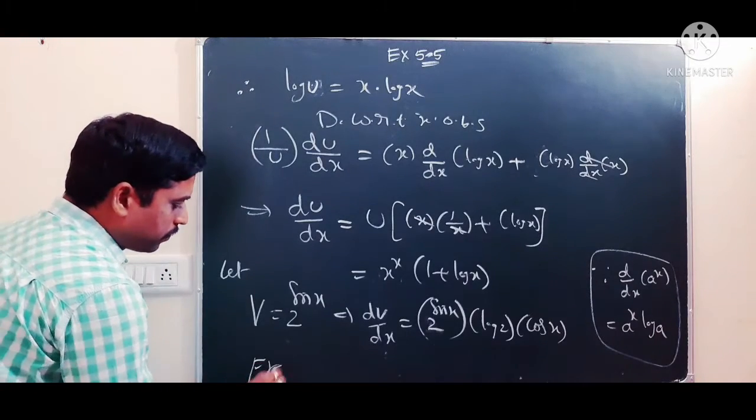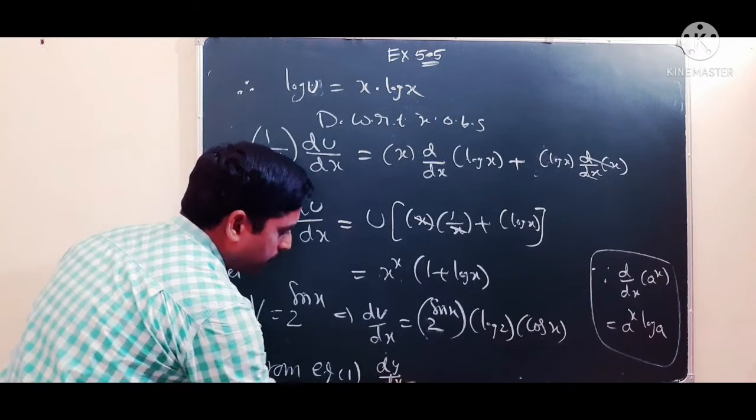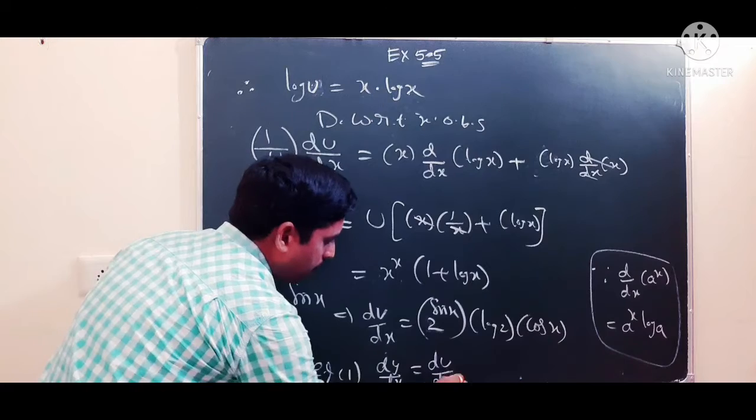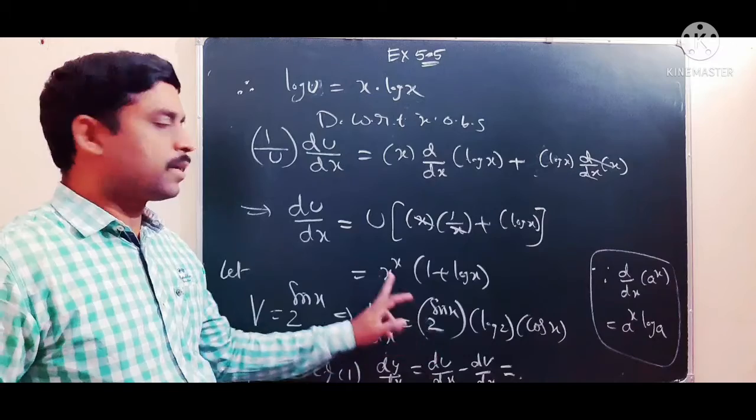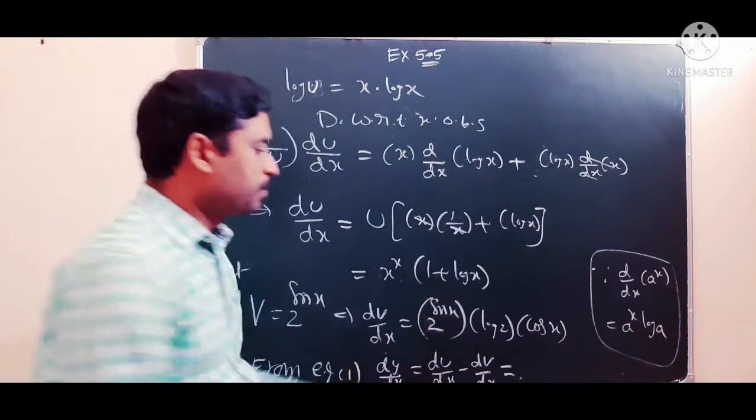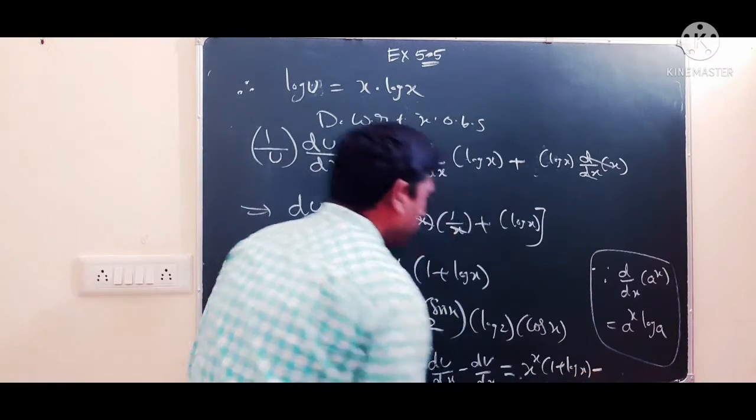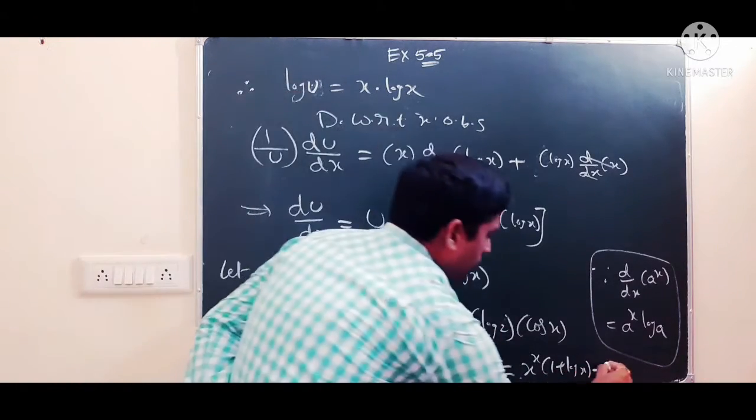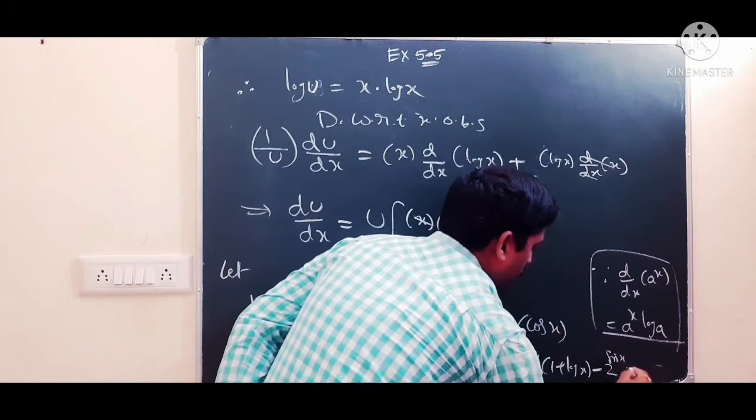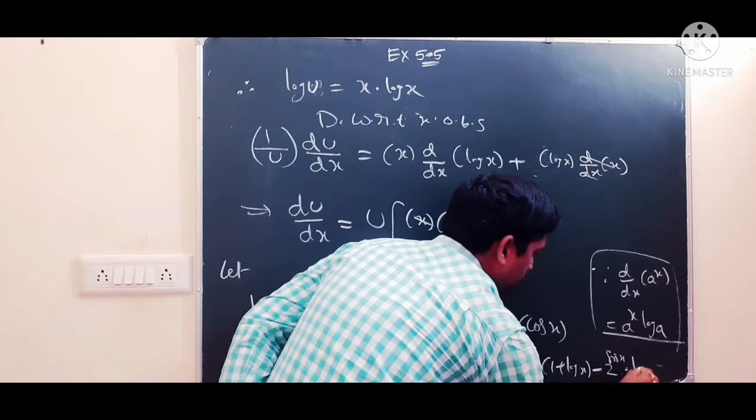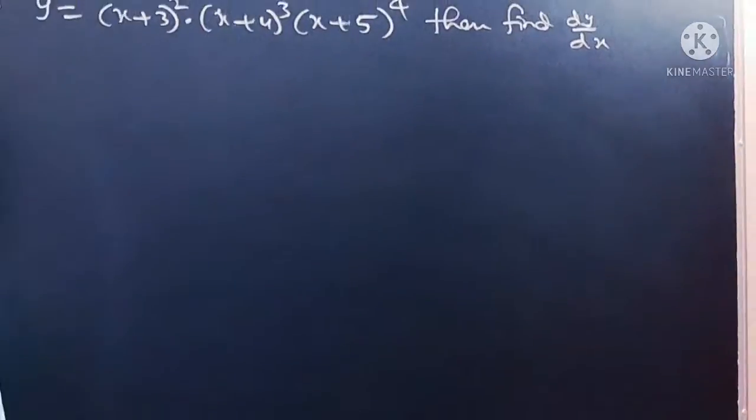Okay, from equation 1, dy by dx is equal to du by dx minus dv by dx. Now substitute: the du by dx value we got is x power x into (1 plus log x), minus this value, 2 power sin x into log 2 into cos x. So this is the final answer.